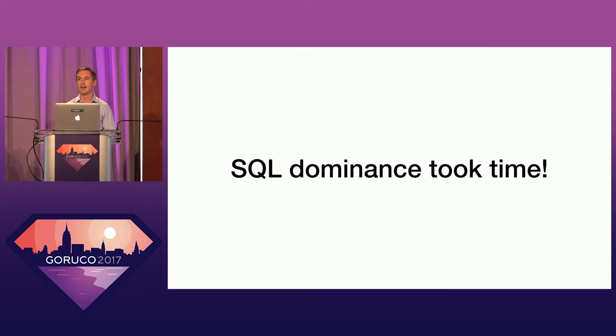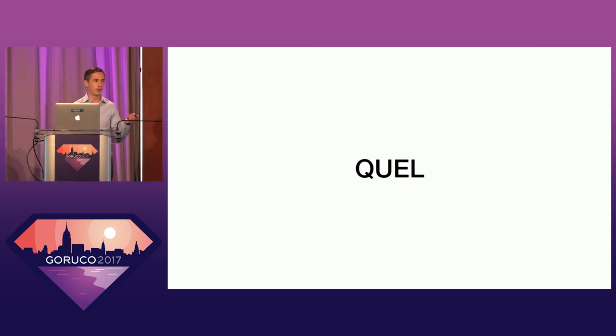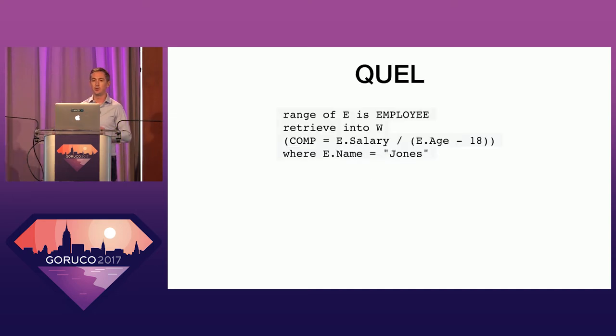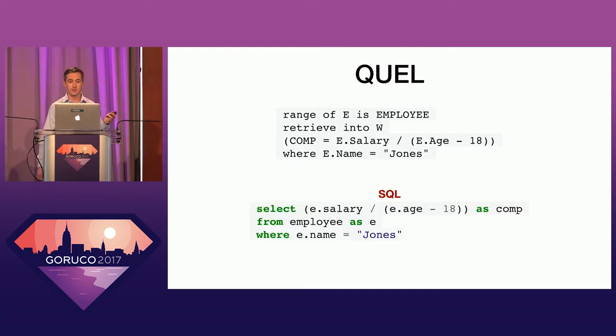SQL wasn't just handed down from up on high by Lord Ellison to the plebeians to use for their applications. One of the competing languages at the time was something called QUEL. And this was developed at Berkeley in the 70s. So QUEL looks like this. Here's a query to get some stuff. It's doing a salary calculation against this Jones character. In SQL, that looks like this.